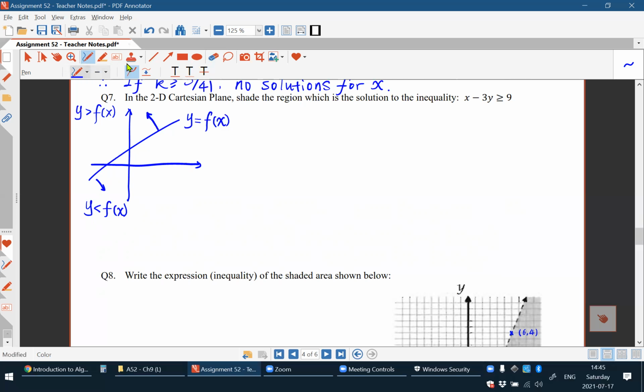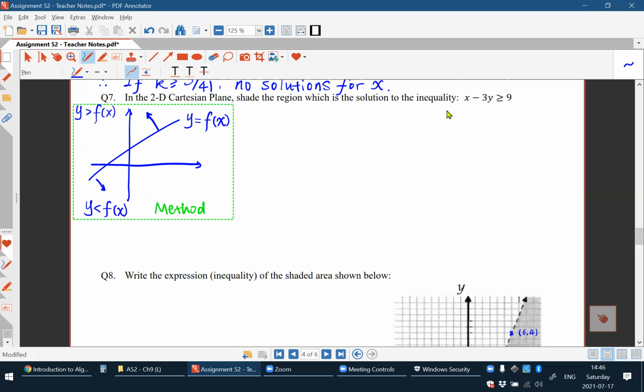Okay, this gives us a hint. How do we find the corresponding area given the equation of the boundary line? Okay, this is the method. Okay, so back to this question here.